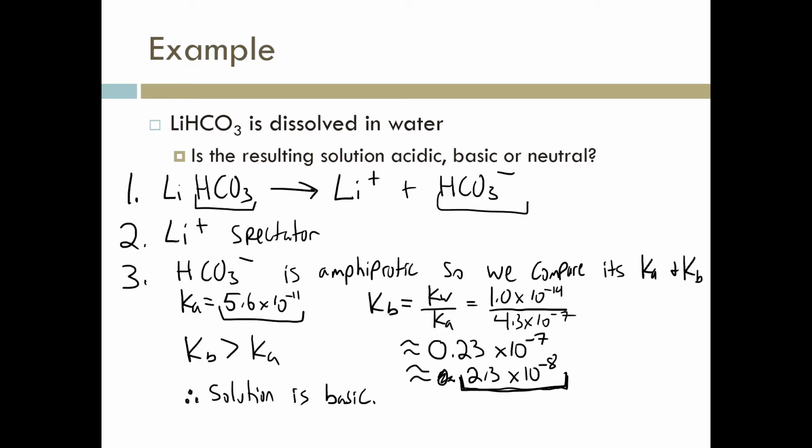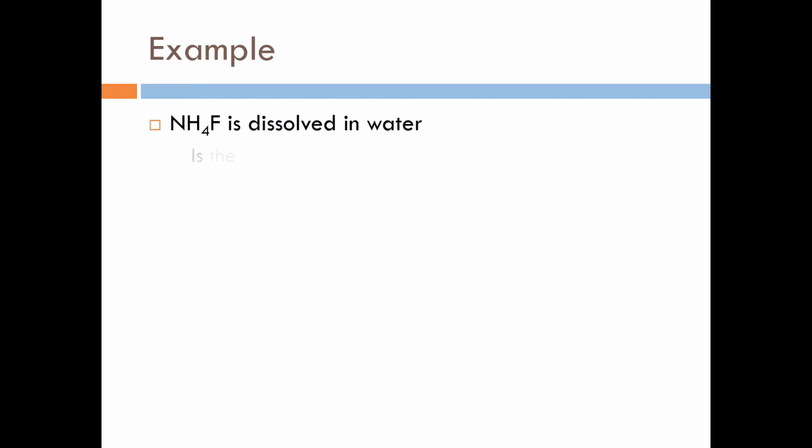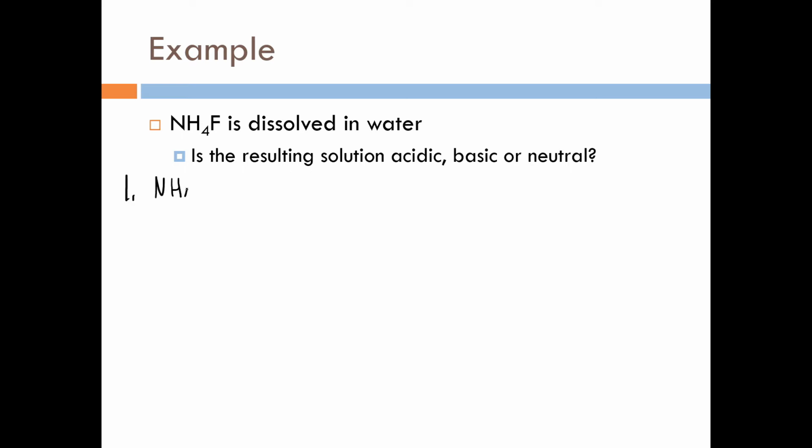All right. Last example. I think it's the last example. Here we have a substance. This is ammonium fluoride. This is not the last example, it's the second to last example. NH4F is dissolved in water. Is the resulting solution acidic, basic, or neutral? So, start off. You guys are probably familiar with this after going through the last two examples. So NH4F will dissolve into NH4+, and then F-, like so.